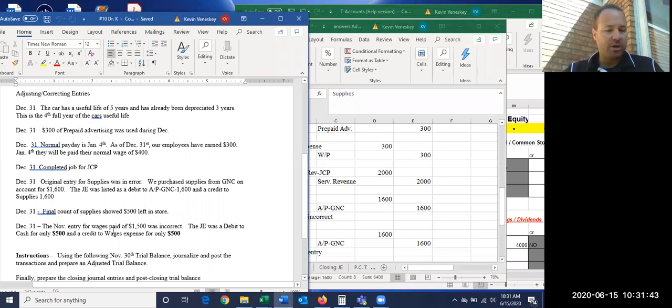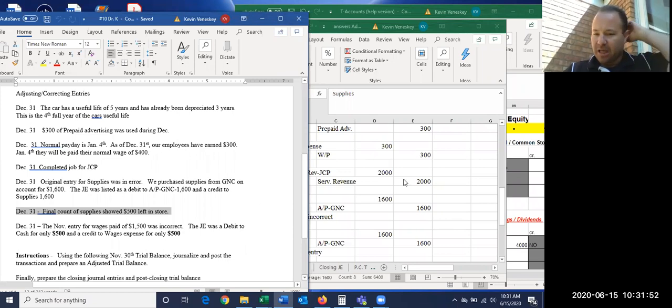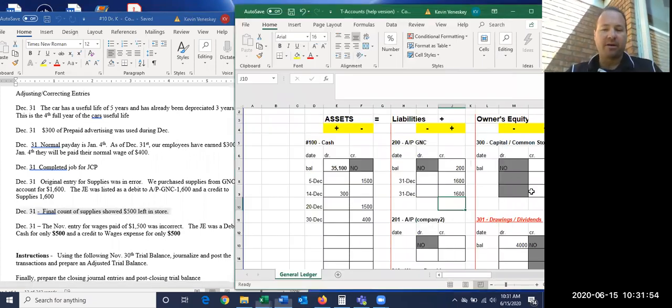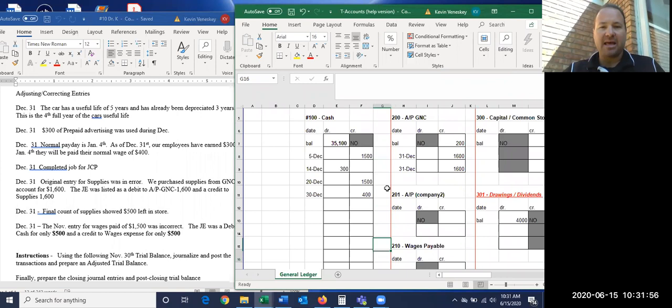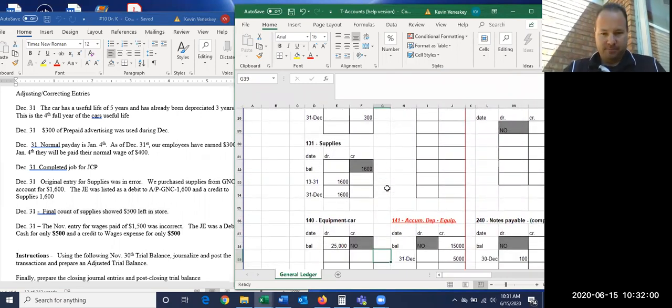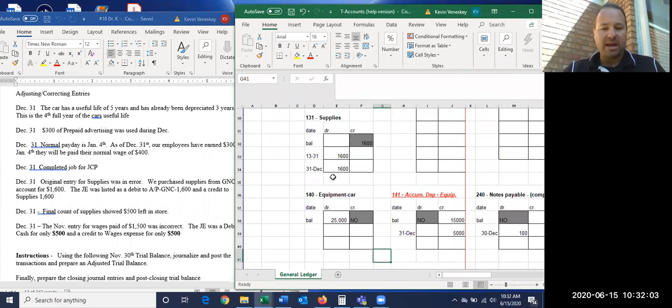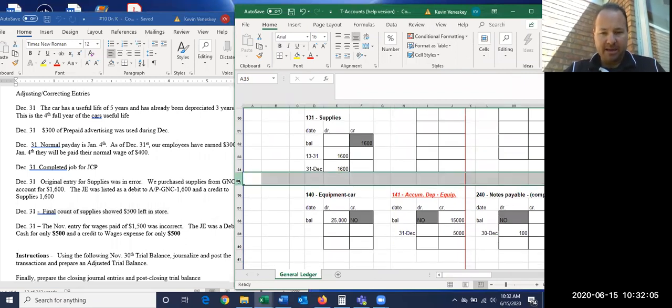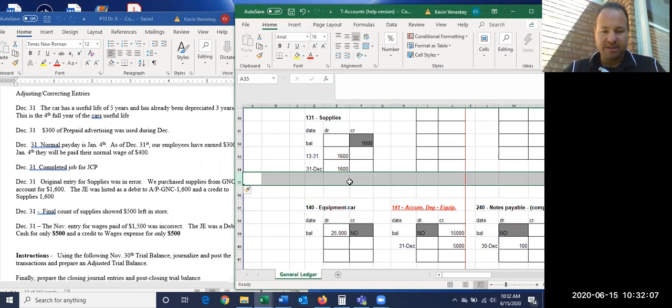Okay, we've got 2 items left. This one is just a regular adjusting entry, nothing to correct here. But when we look at our supplies, it says we went and counted them out, and we only have $500 left. Okay, so right now, I'm going to add in a couple more lines so we can put this in.